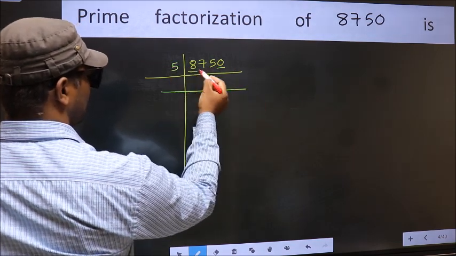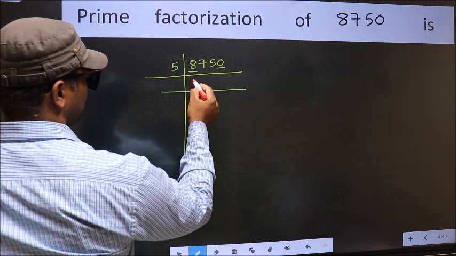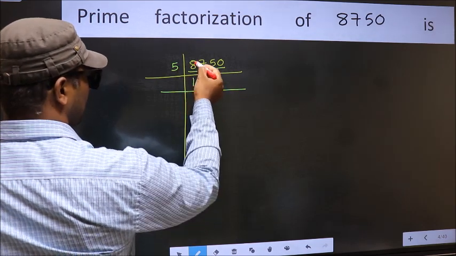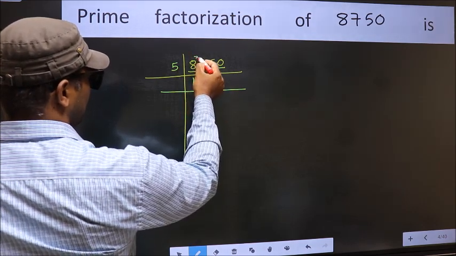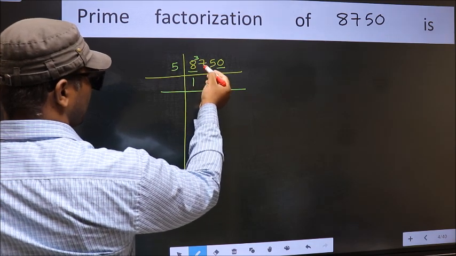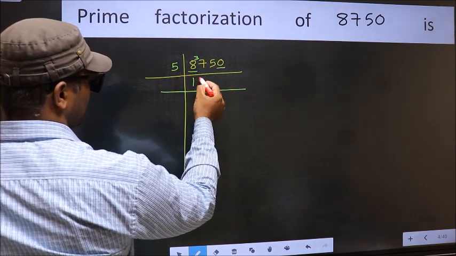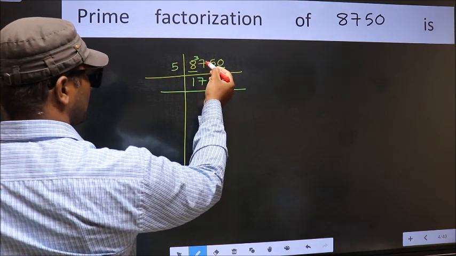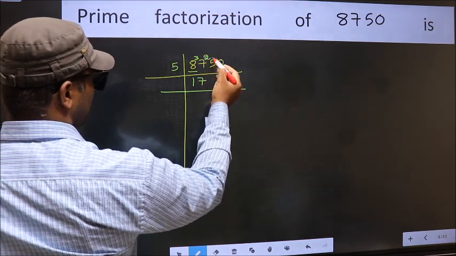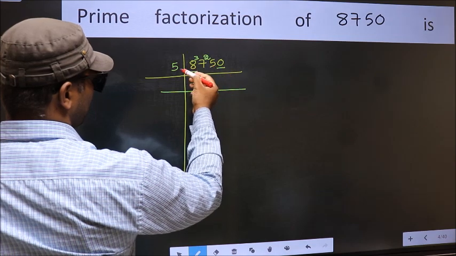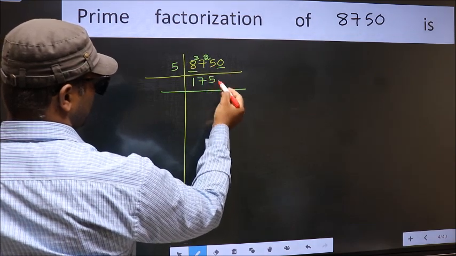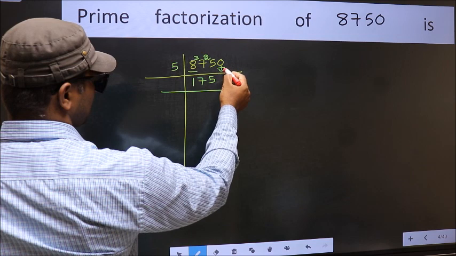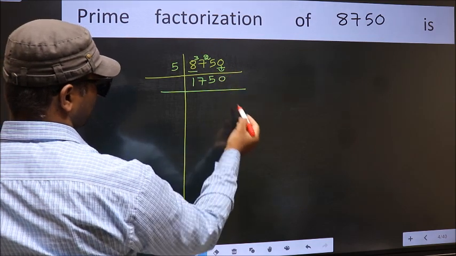First number 8. A number close to 8 in the 5 table is 5 ones 5. 8 minus 5, 3, 3 carried forward 37. A number close to 37 in the 5 table is 5 sevens 35. 37 minus 35, 2, 2 carried forward 25. When do we get 25 in the 5 table? 5 5s are 25. This 0 as it is down.